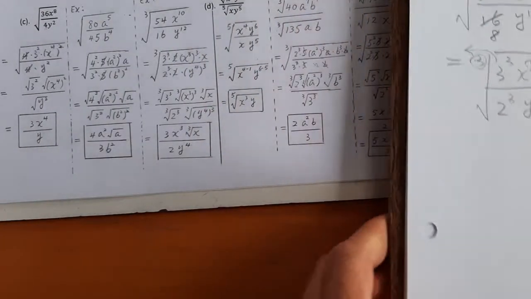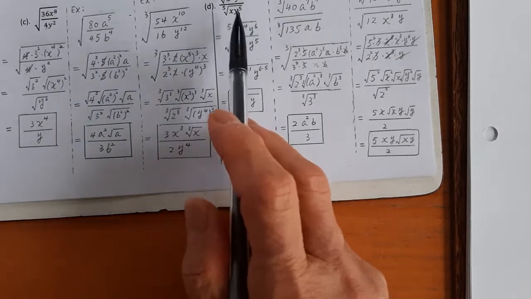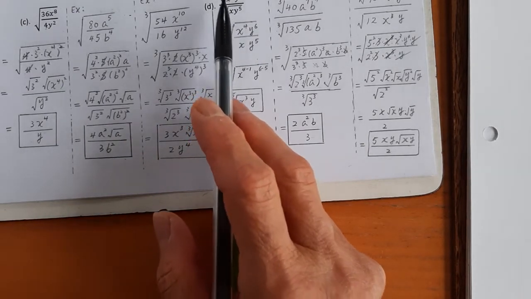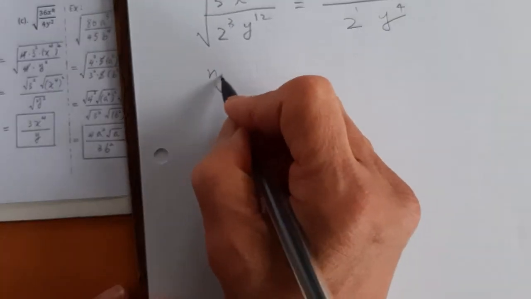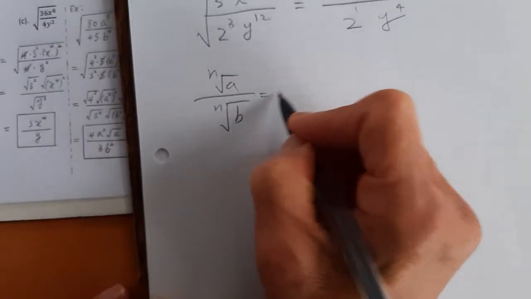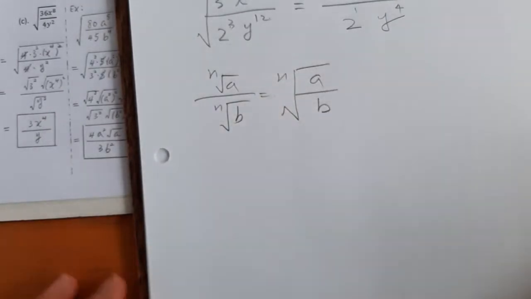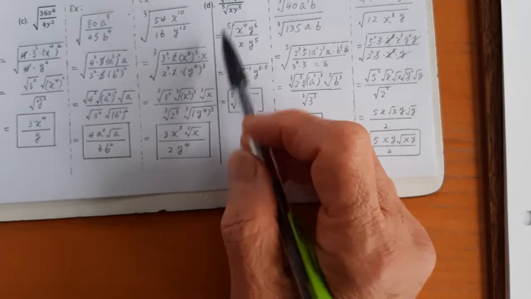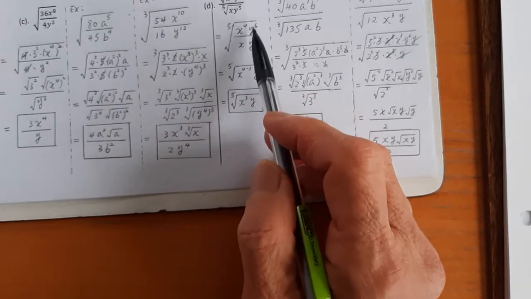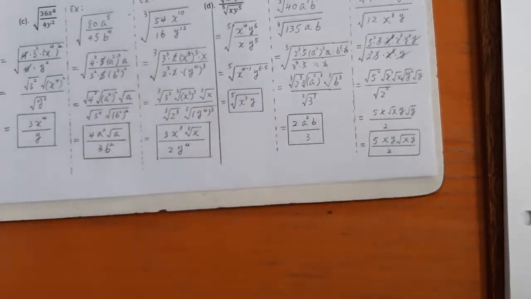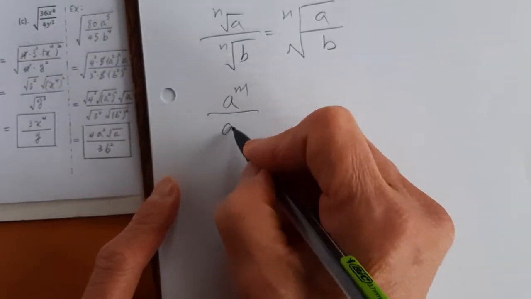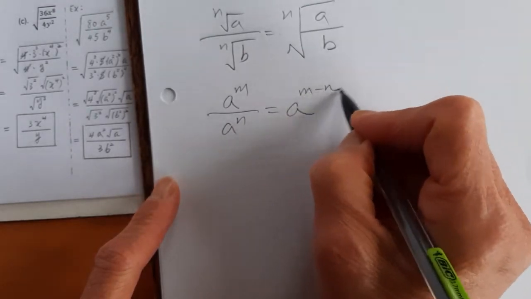Then next one, number 6, fifth root. So this fifth root, you can write down fifth root, use the quotient rule. Quotient rule: nth root of a over nth root of b equals nth root of a over b. So it's fifth root of x to the power 4, y to the power 6 over x, y to the power 5. So fifth root of, then use the quotient rule of exponents. Quotient rule of exponents is a to the power m over a to the power n, same base, you subtract exponents.